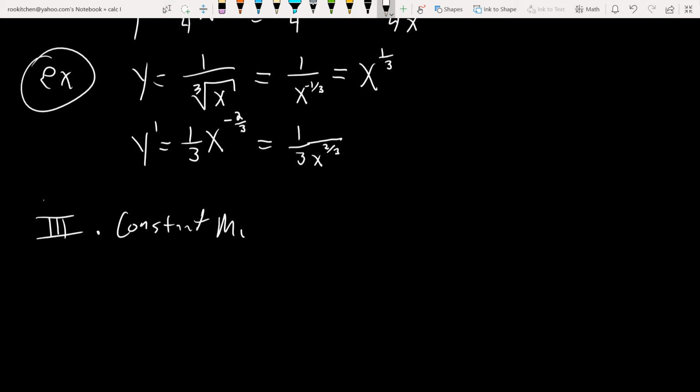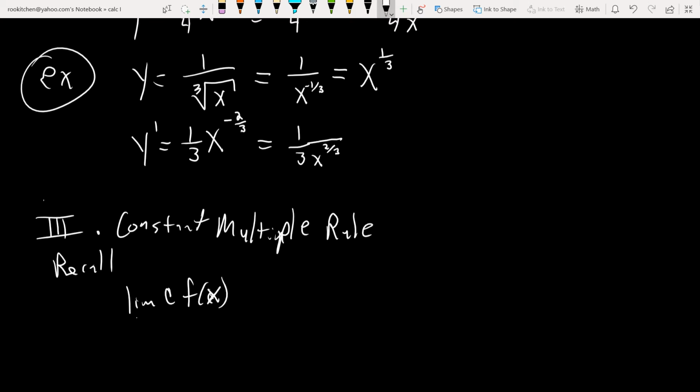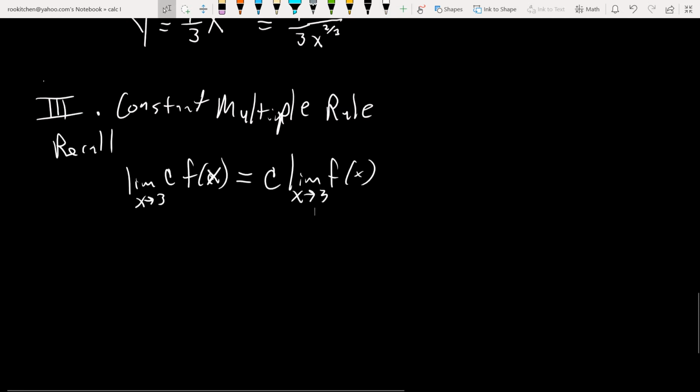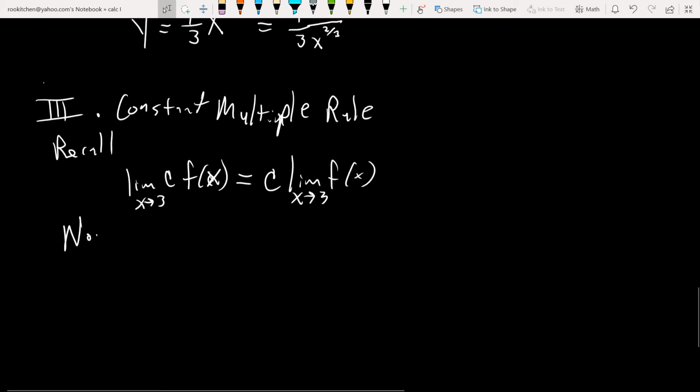So a lot of these rules follow along with your limit laws. So recall from our work with limits, if you have the limit of a constant times a function, maybe as x goes to 3, I don't know, that's equal to, you could factor the constant out, the limit of the function as x goes to 3. Okay. So now with derivatives, it's the same spiel.